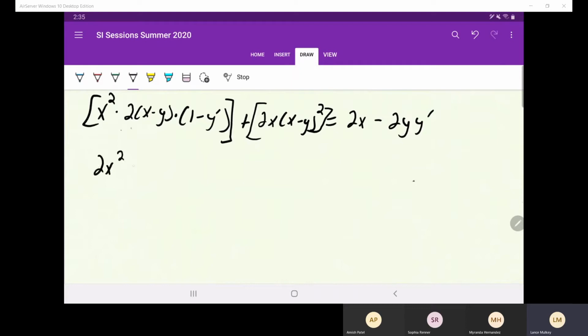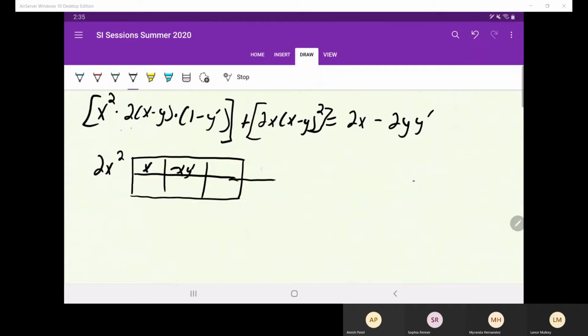I'm gonna have 2x squared. I'm gonna FOIL this out. I'm gonna use the box. So x times 1 is just x. x times negative y prime is negative x y prime. Negative y times 1 is just negative y, and negative y times negative y prime is positive y y prime. Plus, and you can leave this right here like it is, because you don't have any y primes.